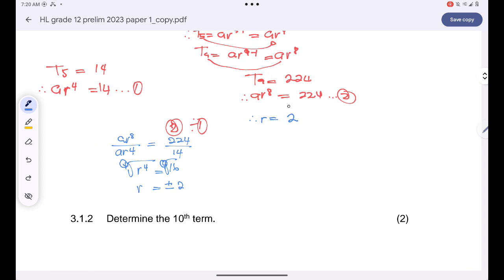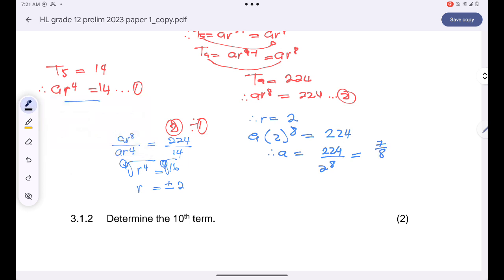How can you find a? You can use either one of these equations. Let's go to equation 2. We'll simply say a times 2 to the power 8 is equal to 224, and therefore a is just equal to 224 divided by 2 to the power 8. What do we get? You'll simply get an answer of 7 over 8.